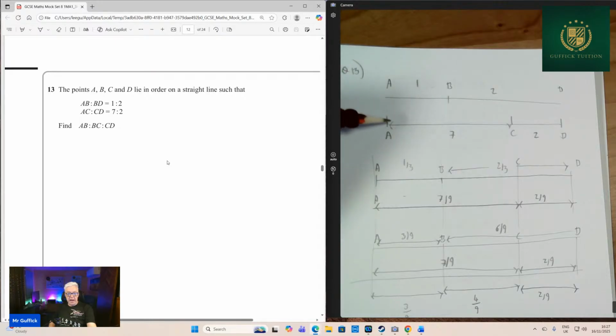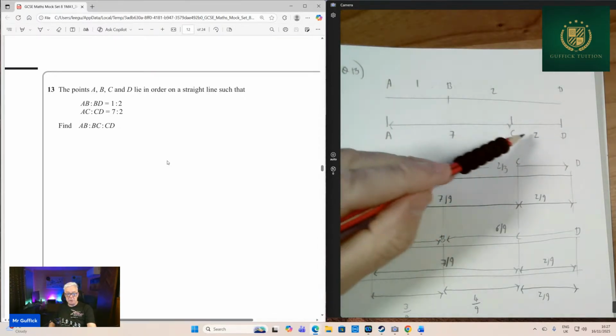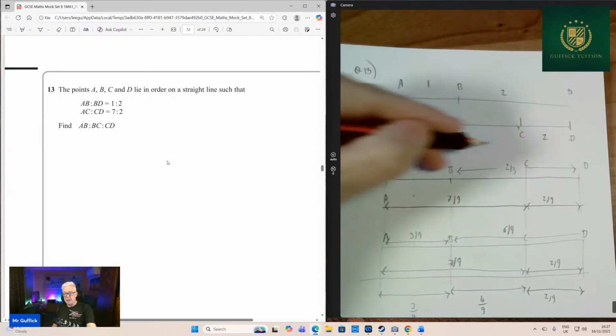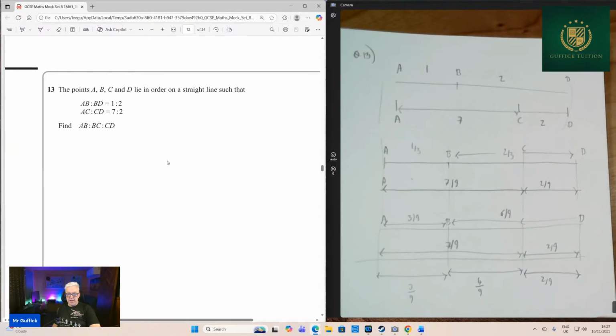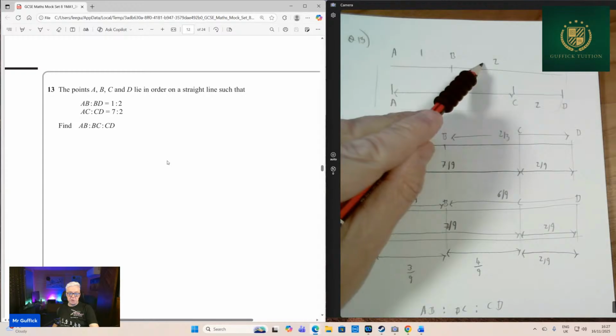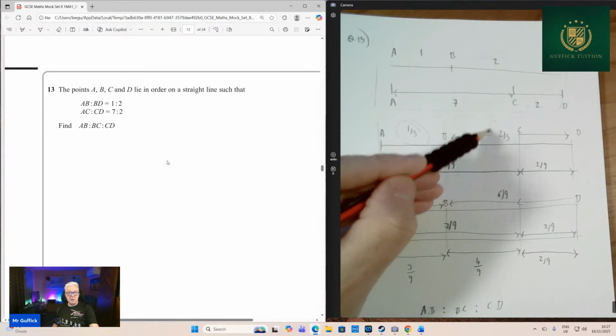Then they tell us that AC to CD is in the ratio 7 to 2. Fine, so I've drawn that. So basically that first sketch is just representing the information in terms of ratios on a line. Okay, now what's next? Well, if you've got something in the ratio 1 to 2, that means that this part is 1/3 and this part is 2/3.